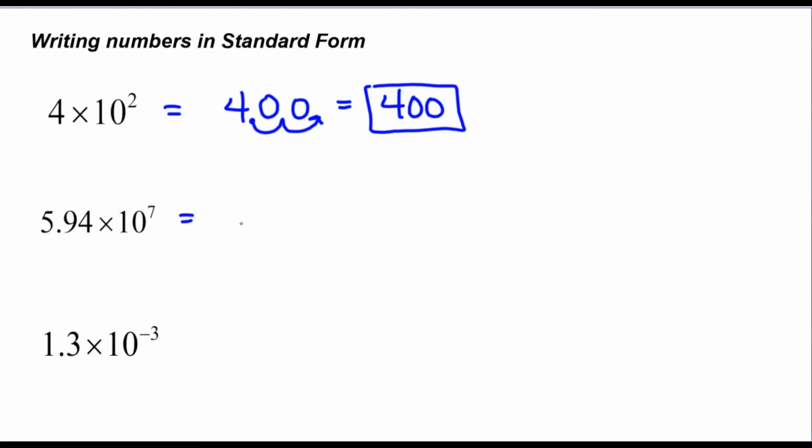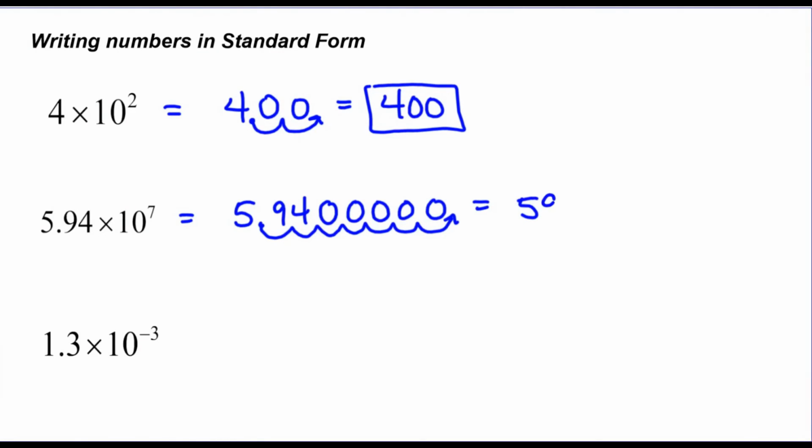Next one, 5.94 times 10 to the 7th. If I write my 5.94, I'm going to move this decimal to the right again, because this is a much larger number than 1. So I'm going to make it larger. 1, 2, 3, 4, 5, 6, 7 places to the right. A lot of students will just add 7 zeros to the end of the number, but that's incorrect. You're moving the decimal 7 places, not adding 7 zeros. So this number is actually 59,400,000. Okay, you can see that scientific notation is a much shorter way to write this number, and that's why it's used.